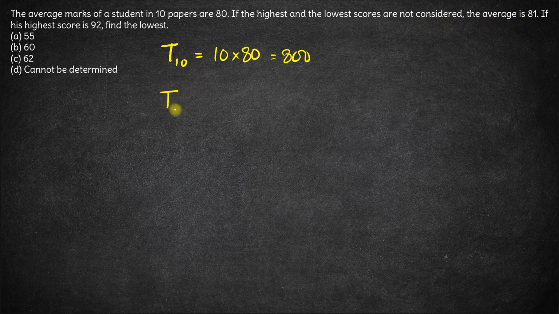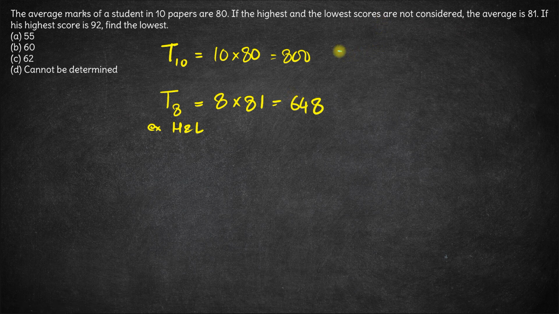So the marks for the 8 papers excluding highest and lowest would be 8 into 81. The average of these 8 papers is 81. So the marks of these 8 papers will be 648. 8 into 81 is 648.